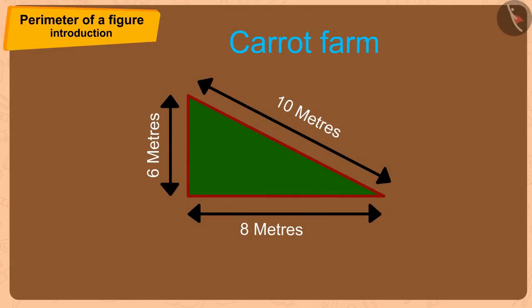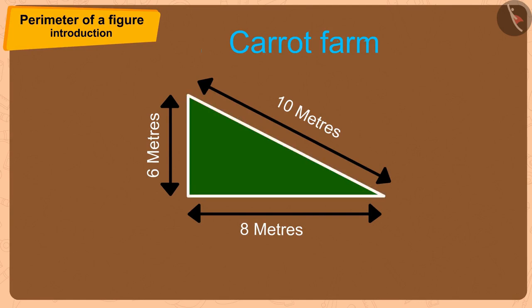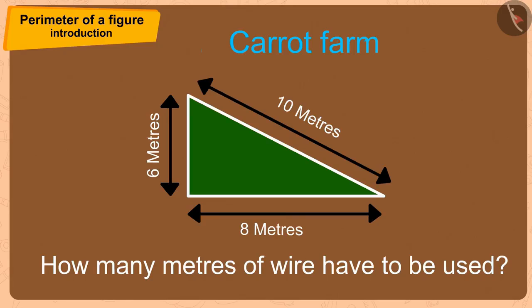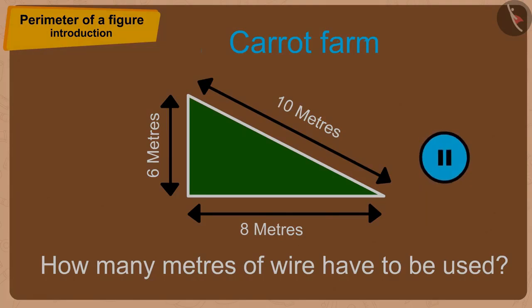Children, if Bhola has sowed carrots in this plot, can you answer how many meters of wire would Bhola have to use to make a fence around it? If you want, you can find a solution by stopping the video.